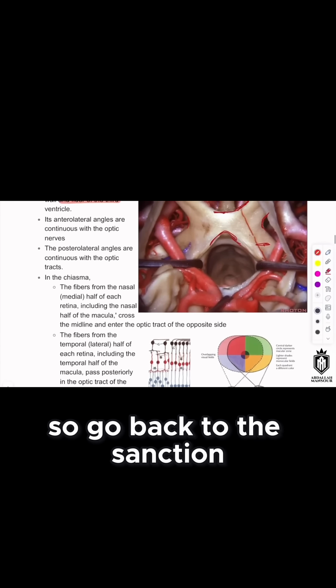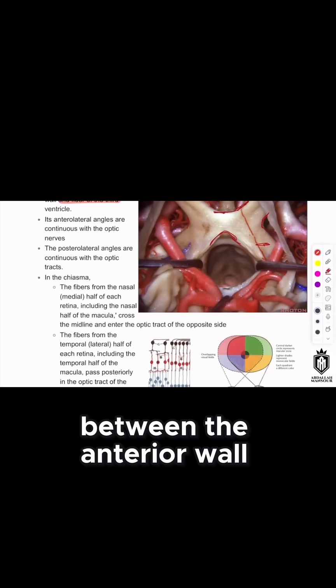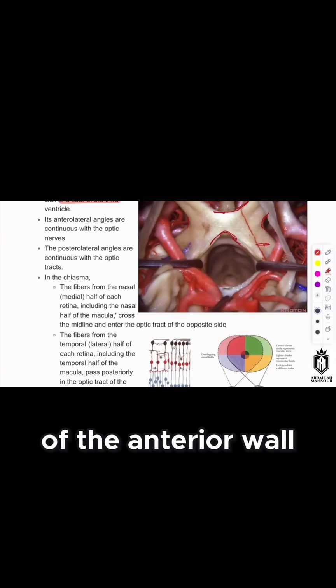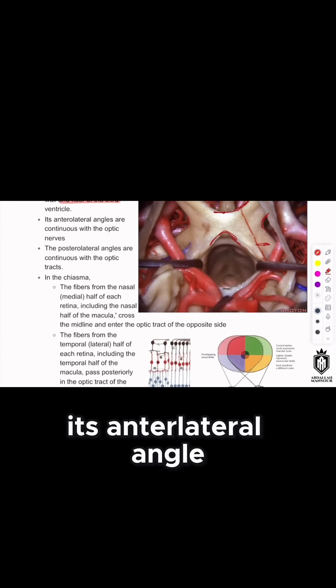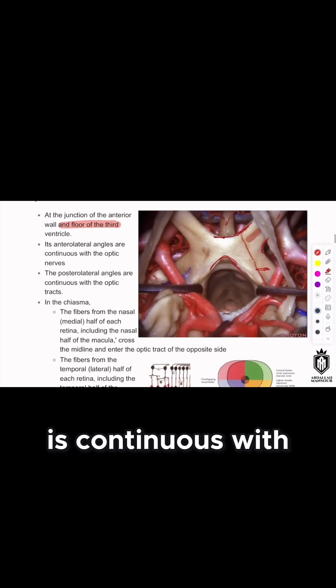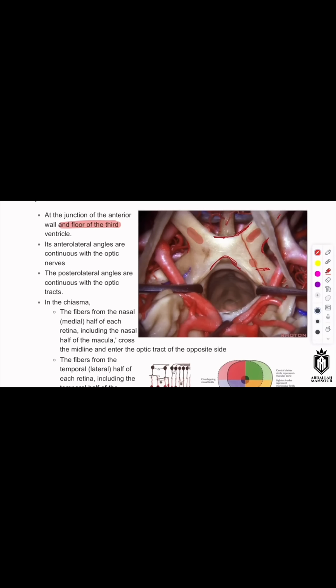So the junction between the anterior wall, it's present at the junction of the anterior wall and the floor of the third ventricle. Its anterolateral angle is continuous with the optic nerve, and posterolateral angle is continuous with the optic tract.